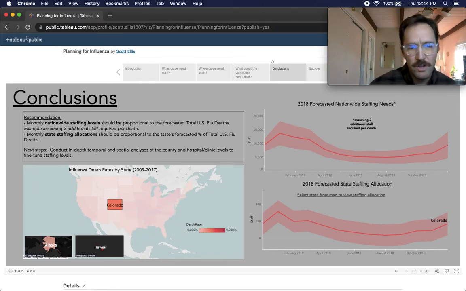In addition to determining the accurate staffing ratios, which will be used to give the final numbers, next steps also include conducting in-depth temporal and spatial analyses at finer geographic levels of detail, down to the county level and also the hospital and clinic level, in order to maximize staffing efficiencies.